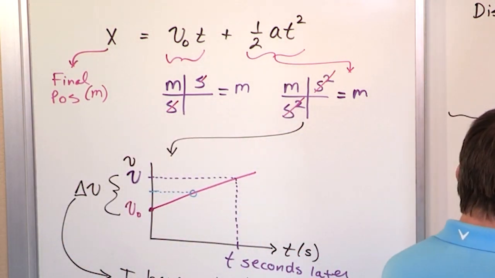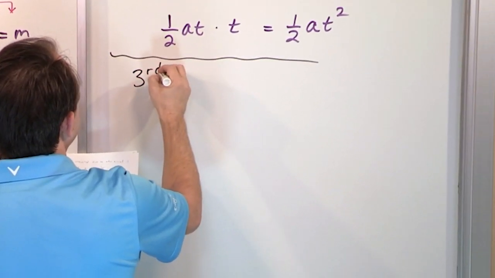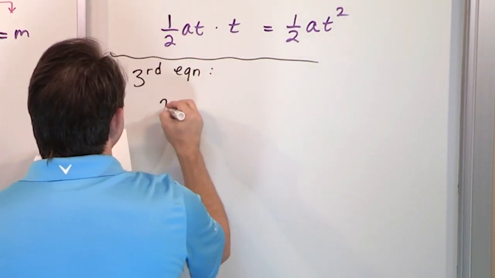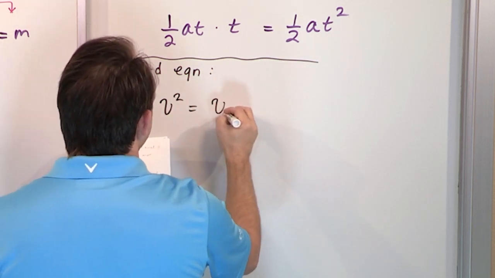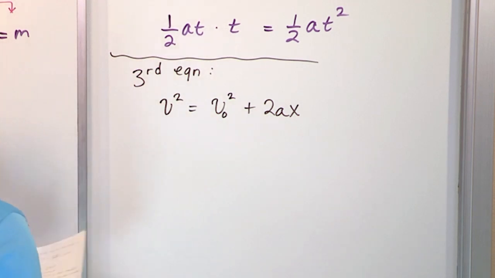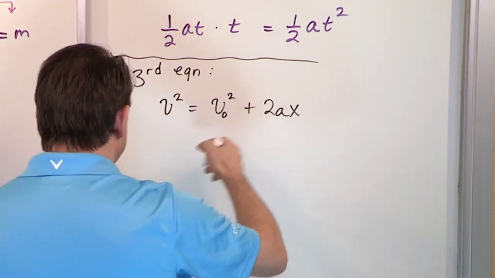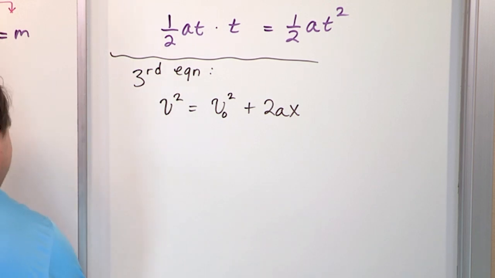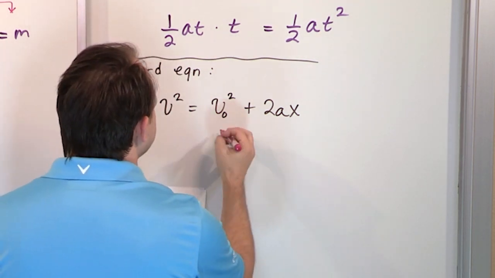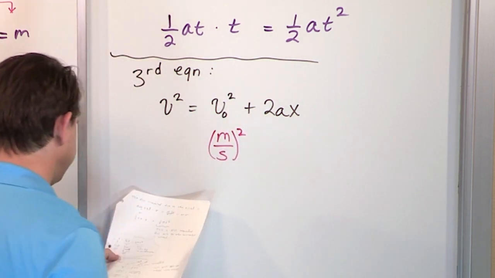All right? Now the third equation of motion that we typically use is going to be v squared is equal to v naught squared plus 2 times a times x. So we have the initial velocity, the acceleration, and this is the distance traveled. And I don't want to derive it, I'm just going to show you the units work to make sure that you understand that. So what would be the unit over here? Meters per second squared, like this.